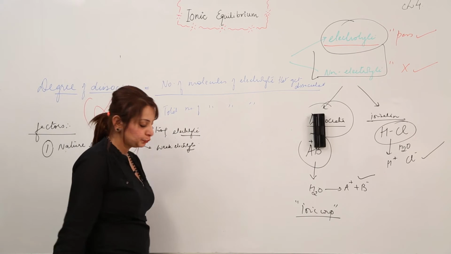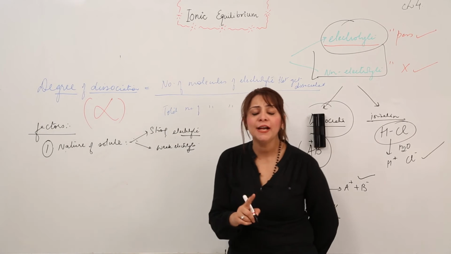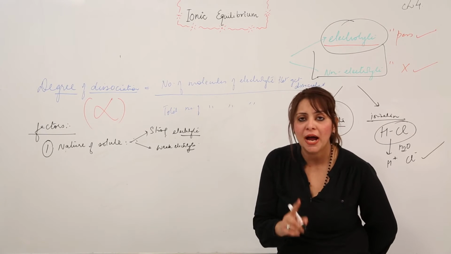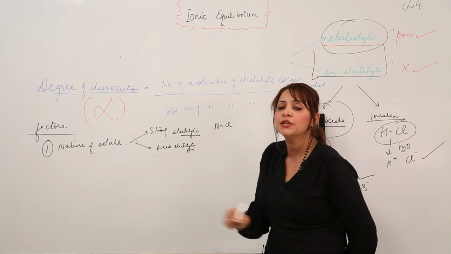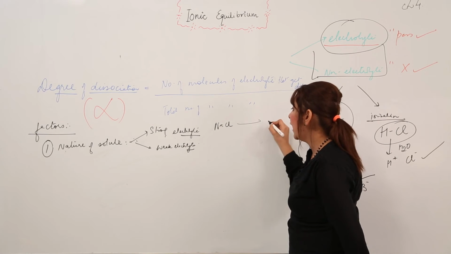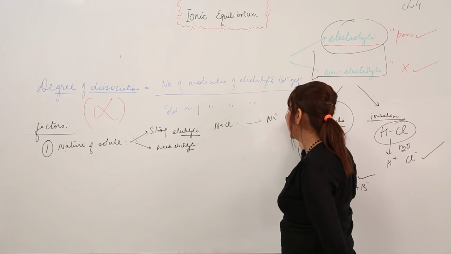So what is it? A strong electrolyte is that which completely dissociates into ions, right? For example, if I take NaCl and dissolve it in water, what am I going to see? I'm going to see Na ions and Cl ions.